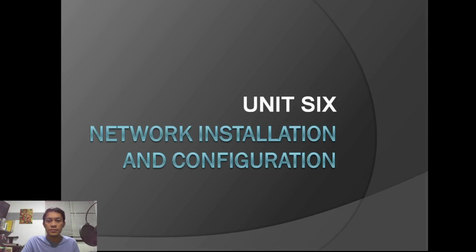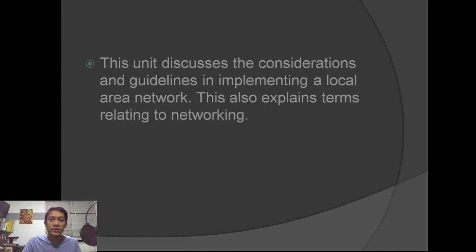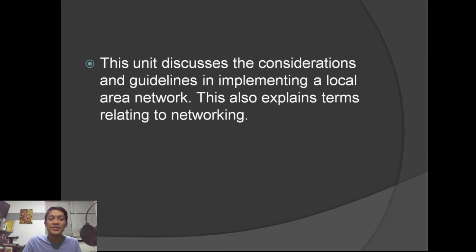So this is Unit 6. This is all about network installation and configuration. This unit discusses the considerations and guidelines in implementing a local area network. This also explains terms relating to networking. So I'll be giving you some few guides on implementing networks.